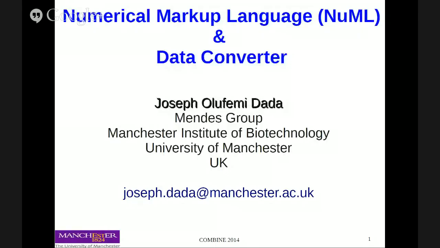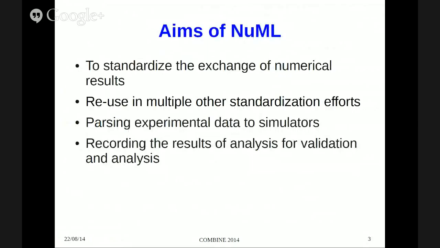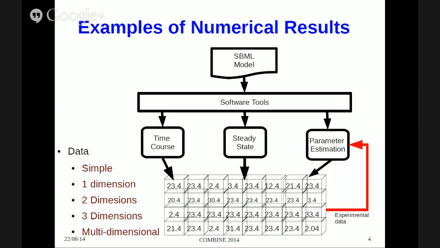Okay, so the last one, quickly. NUML, numerical markup language. The history of it is the systems biology result markup language, and it's a subset of that format. So you want to standardize the exchange of numerical results, and you want to be able to reuse existing standards. And the idea is that we're using this as a way to get experimental data or any data into CellML. So you have your model, you have software tools, you run different simulations, you get a bunch of data, and you want to be able to connect these data.